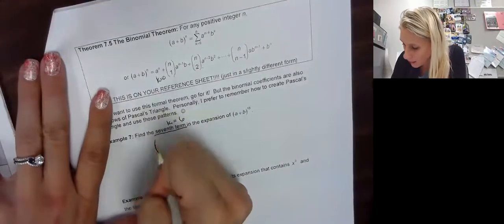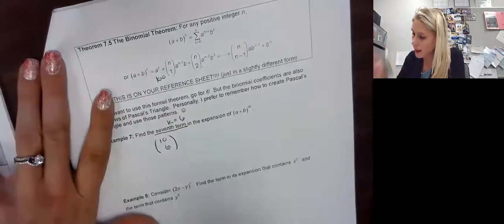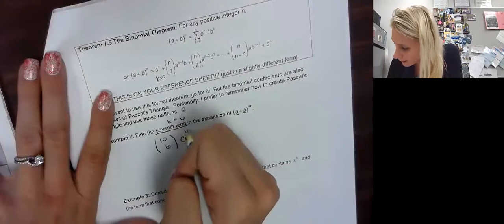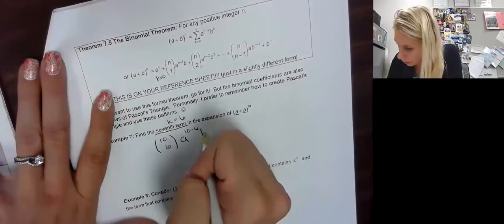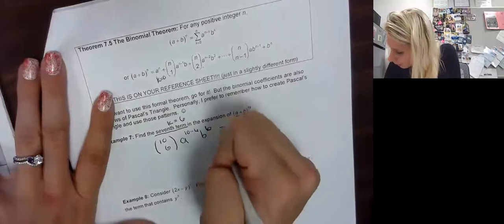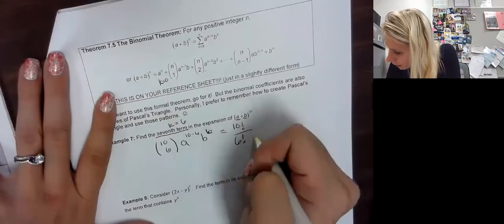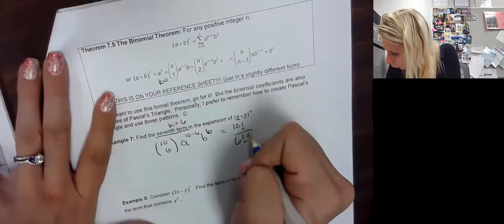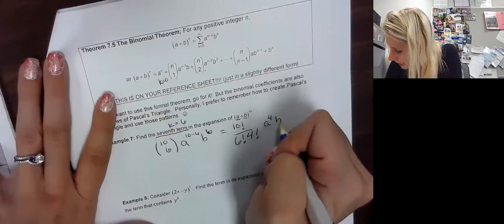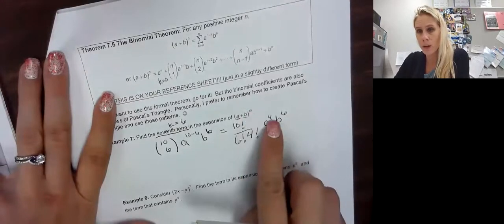So when I write this out, I get 10 over 6, and then I have to remember my a and my b. My a will always be your n minus k, and your b will always be k, which in this case is 6. Okay, so right here our coefficient would be 10 factorial over 6 factorial. Subtract them, right? 10 minus 6 is 4 factorial. Then we have a to the 4th, b to the 6th. You know you've done something right because the exponents have to add up to that exponent. So 4 plus 6 is 10.